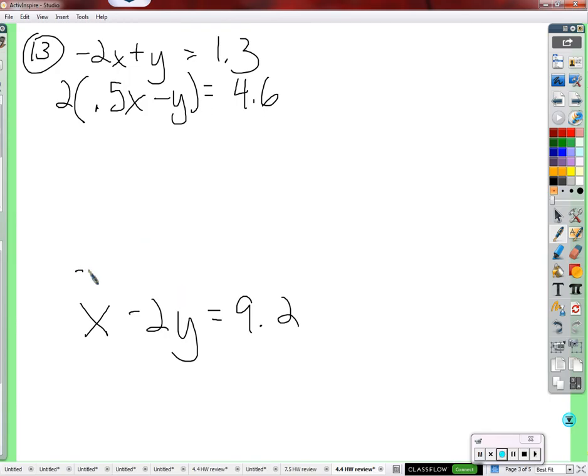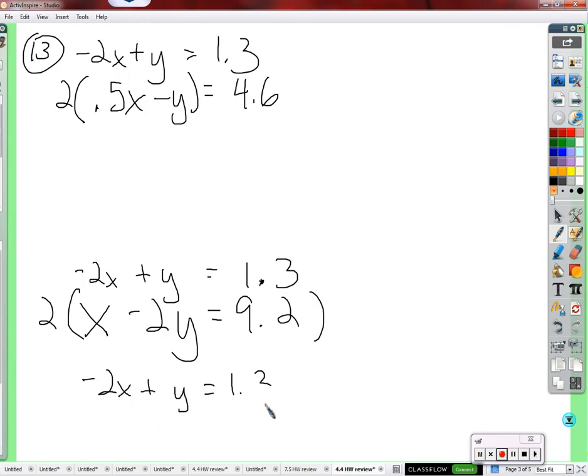Now, negative 2x plus y, just writing the first equation here for organization's sake. Trying to get the x's or the y's to cancel out. Aiden? Times 2 on the bottom. Okay, let's multiply this by 2, and it looks like our target is the x's to get canceled out. Negative 2x plus y equals 1.3, just rewriting the first equation. 2 times x, that's 2x. 2 times negative 2y is negative 4y. 2 times 9.2 is 18.4.